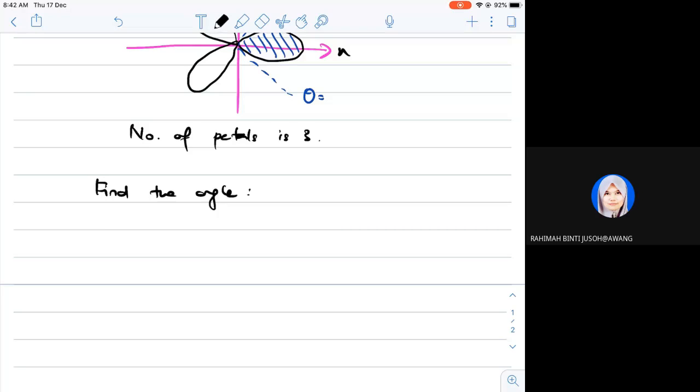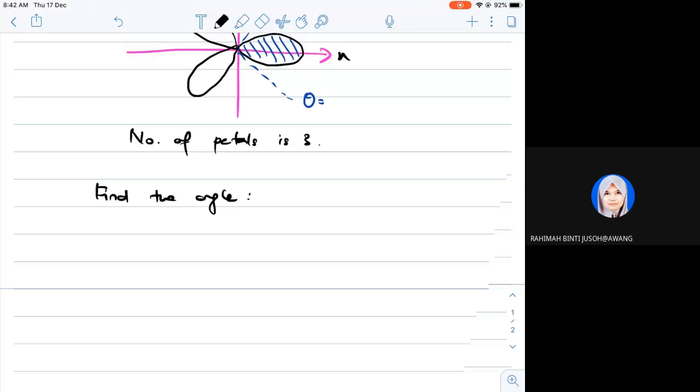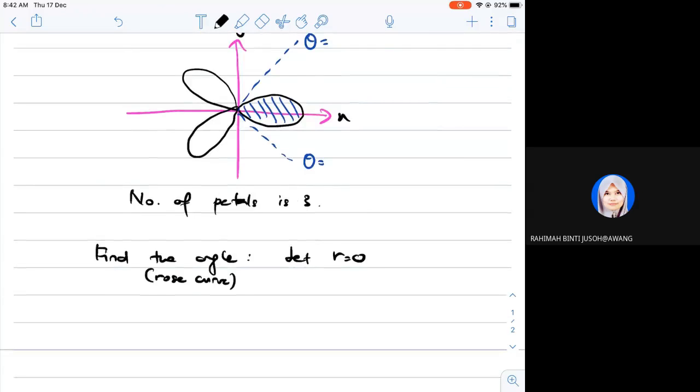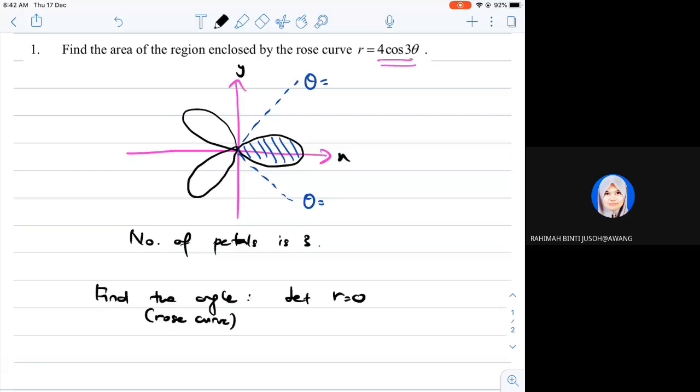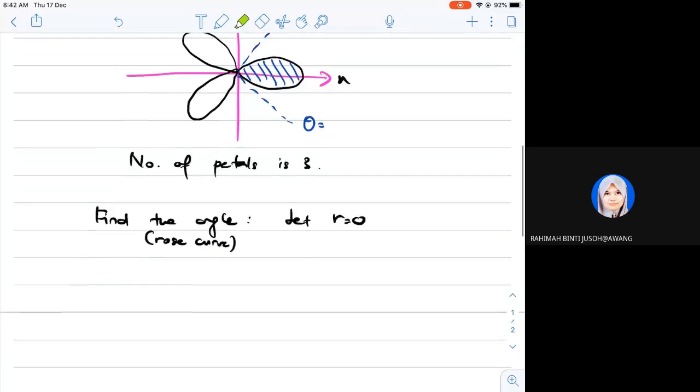So, find the angle. This step is only for the rose curve. To find the angle for the rose curve, we need to let r equal 0. Previously in chapter 1, when you wanted to draw the rose curve, we let r equal 4. But in this case, to find the angle, we need to let r equal 0.